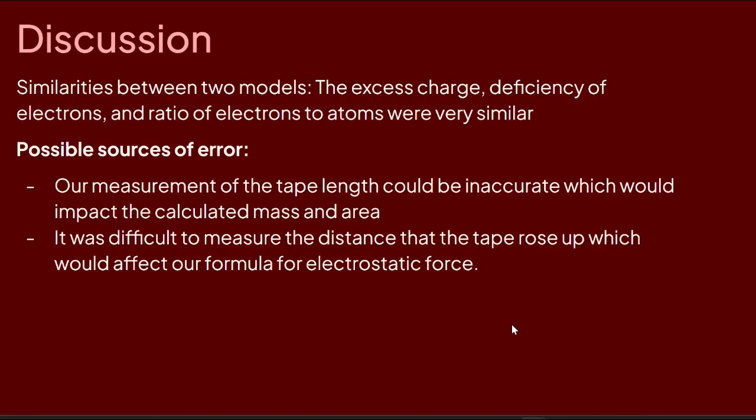Some possible sources of error would be that we could have measured the tape length inaccurately. This would impact the calculated mass and area and affect the gravitational force, which would therefore affect the electrostatic force calculation. The area would also change the number of atoms. Also, it was difficult to measure the distance that the tape rose up, and this would affect our formula for electrostatic force since it's inversely proportional to the square of the distance.